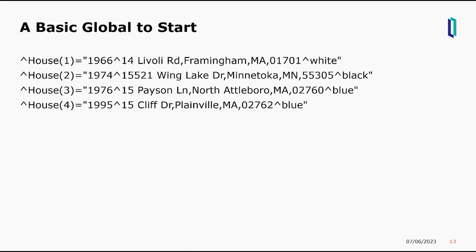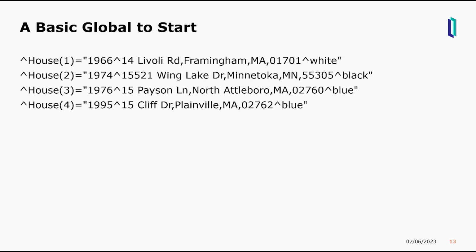All right, so my very simple example is my house global. Looking at this global, it looks like we have 3 different types of information up here. There's a year at the beginning, there's an address in the middle, and there's a color at the end. There's only 4 nodes in the global up on the screen, and each node follows the same pattern: a year, an address, and a color.